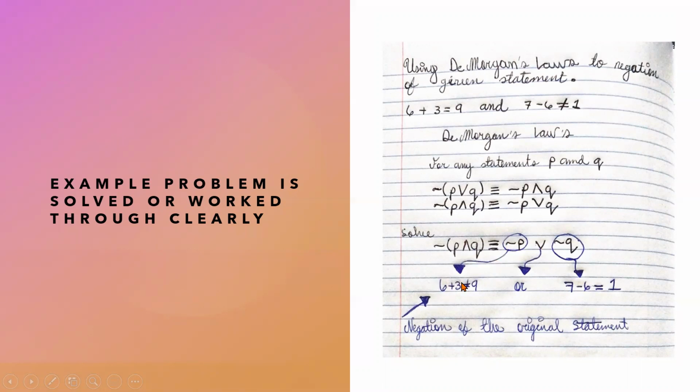And then 6 plus 3, we know that equals 9. And then 7 minus 6, we know that is 1. So, pretty much, we now know that this statement is true, and based on the negations of it, we are able to figure that out.